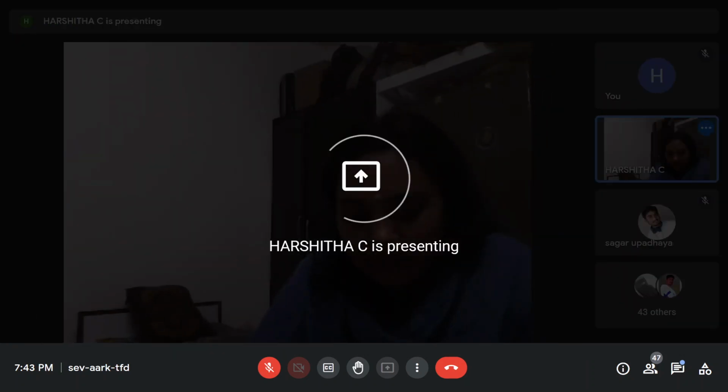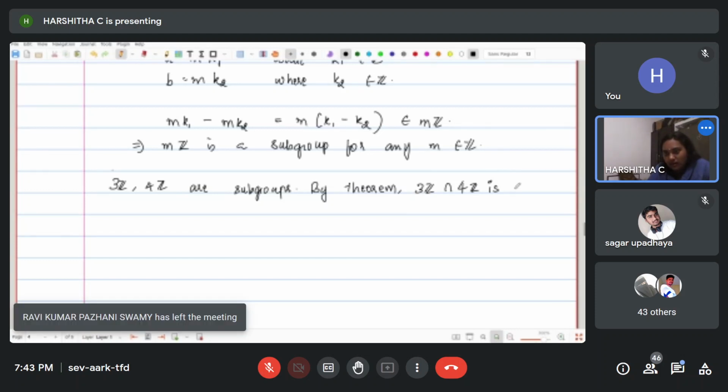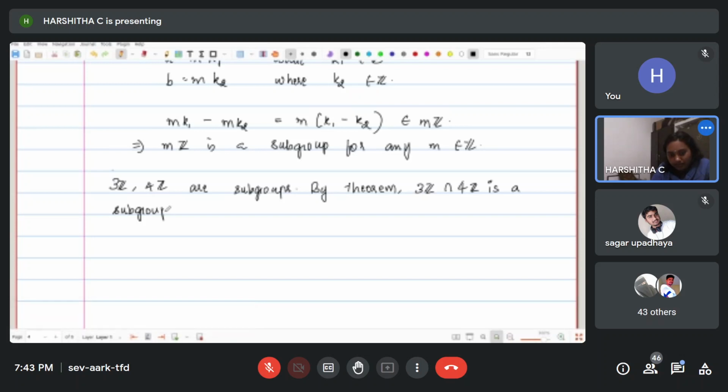And by theorem, 3Z intersection 4Z is a subgroup. Is this fine? Any questions so far?